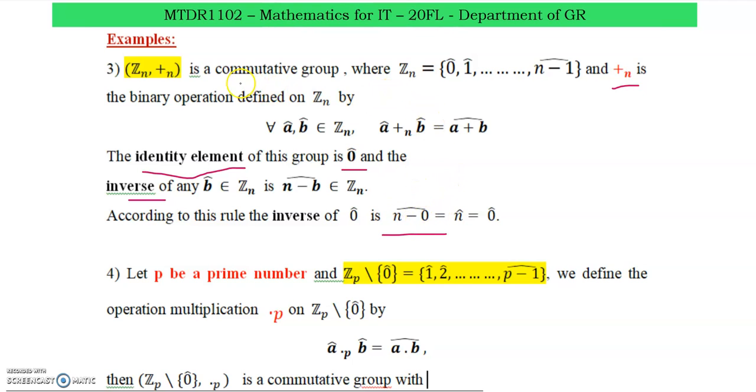Okay. So here, very simple: Zn with addition modulo n is a given commutative group over the binary operation addition modulo n, then the identity element is 0. Then how to find the inverse?